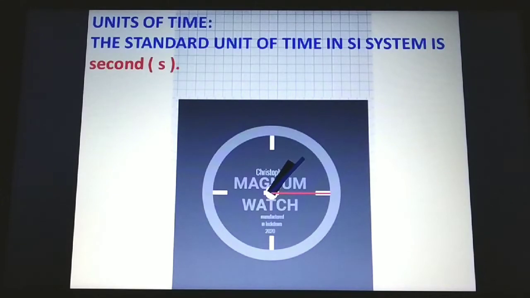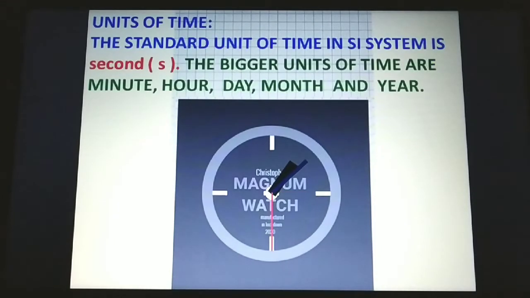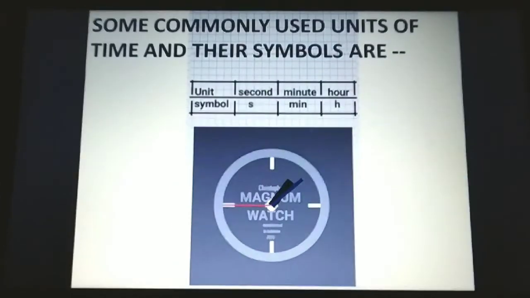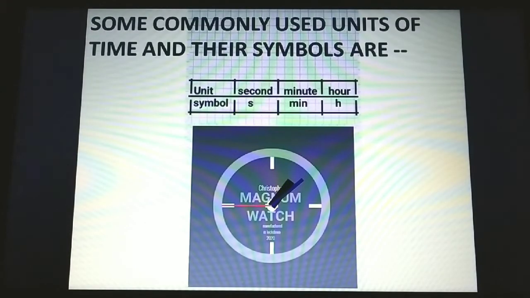Next we come to units of time. The standard unit of time in SI system is second. The bigger units of time are minute, hour, day, month and year. Now some commonly used units of time and their symbols are given below. You see, for second we use a small s, for minute we use min, and for hour h. The symbols are all in small alphabets.